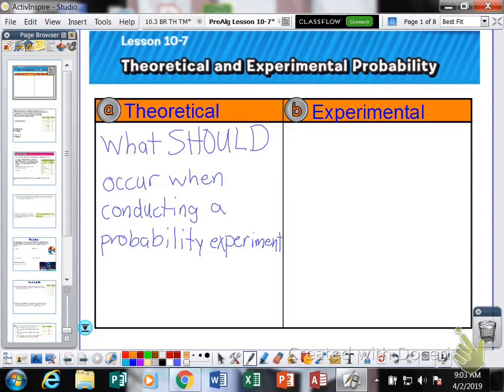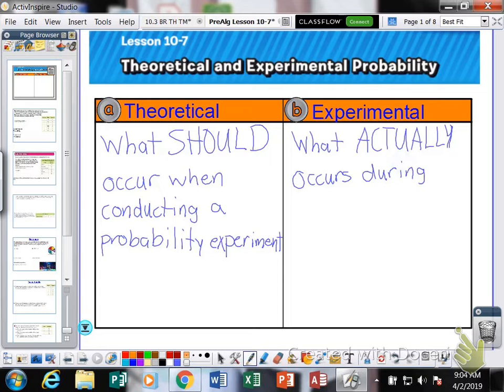experiment. Okay, and our experimental probability is what actually occurs during such an experiment. Okay, again, so the key thing to remember there is that it's what actually occurs.